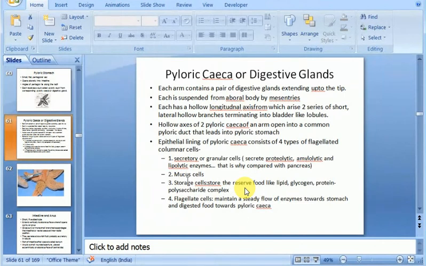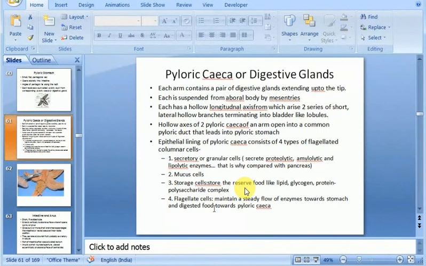Also, there are mucus cells, which secrete mucus. Thirdly, the storage cells. These cells store reserve food, such as lipid, glycogen, and protein-polysaccharide complex. And the flagellate cells. These are the current-producing cells, not electric current, but the direction of flow. They maintain a steady flow of enzymes toward the stomach.